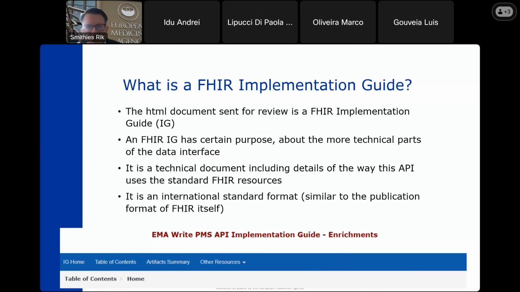So a FHIR implementation guide is a standard technical document published by EMA, but it uses the standard FHIR tooling. So it comes out in this international standard format. You'll find that every implementation guide that EMA produces, or that anybody produces, uses the same format. It's a technical document, so it's not going to be giving us the rationale and the plans and all those details, but it's about the actual data that you're going to be sending backwards and forwards in the FHIR format.